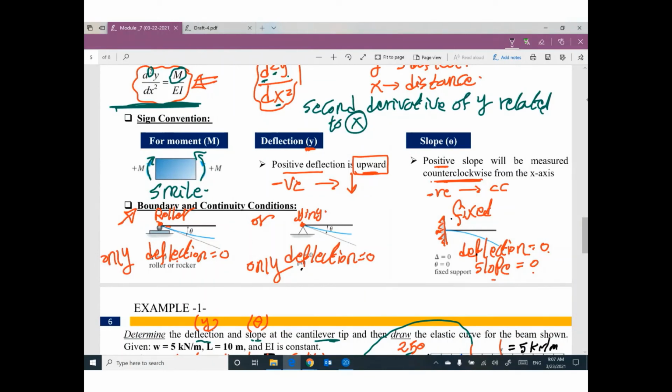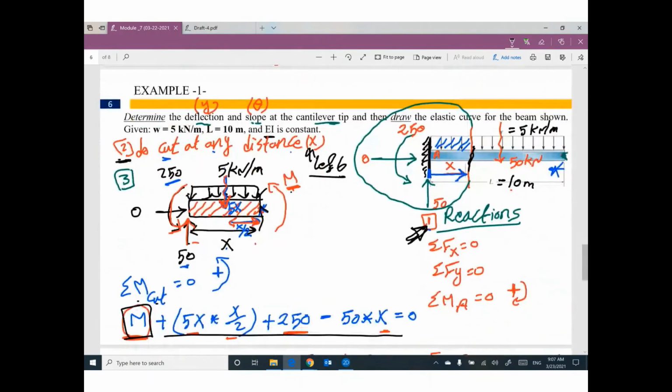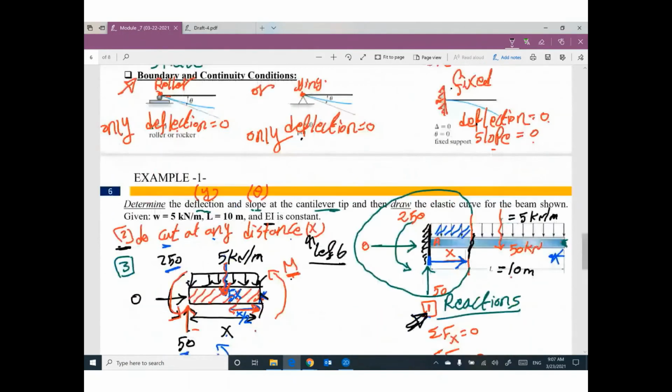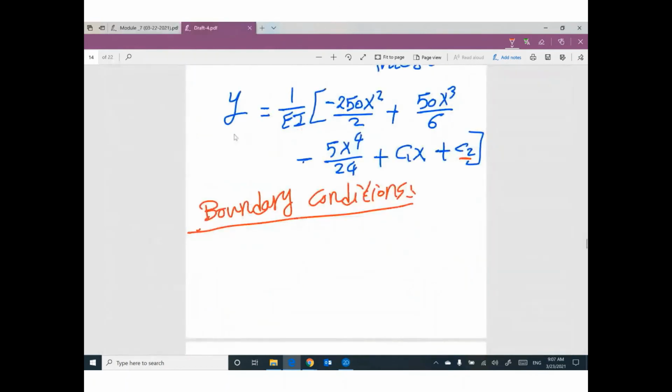So what do you have in this example? What do you think? Do you have a roller? No. Do you have a hinge? No. Do you have a fixed support? Yes. So we have a fixed support. Deflection equals 0. Slope equals 0. Add this support.